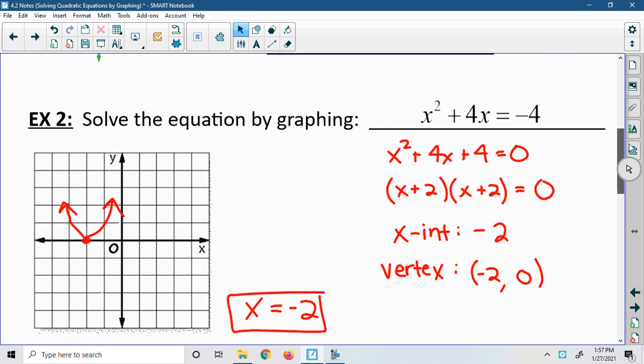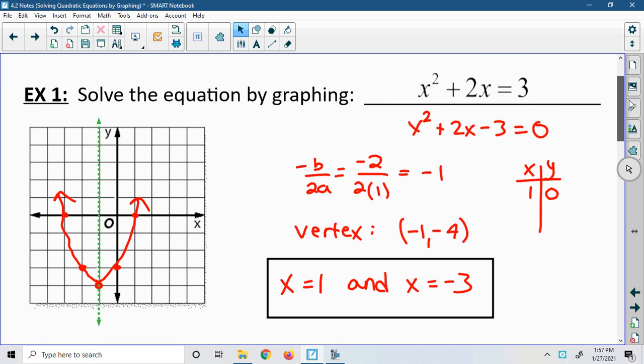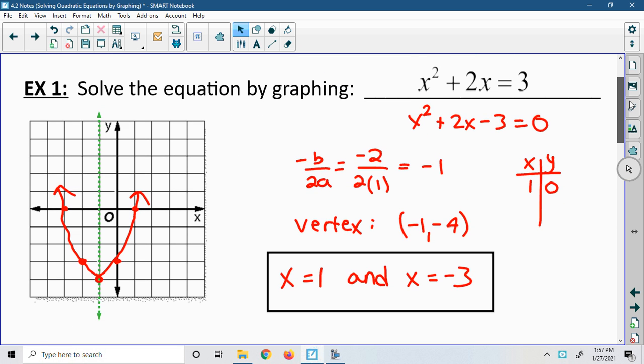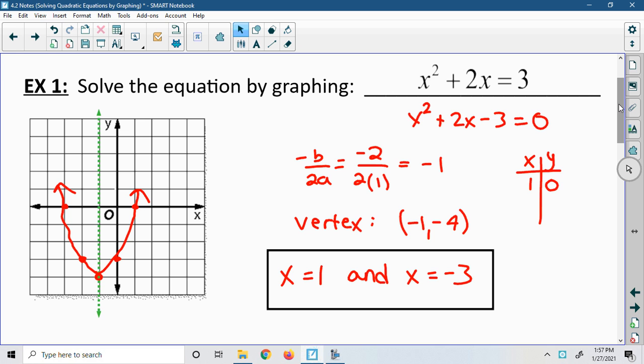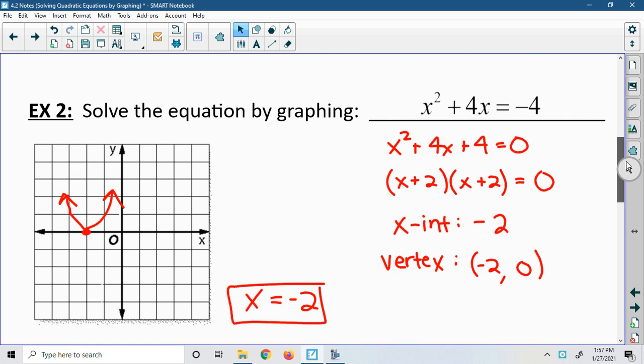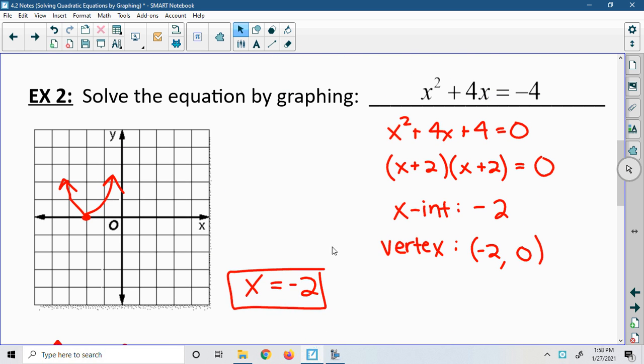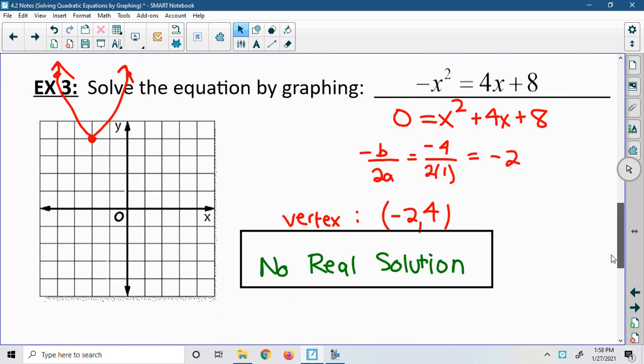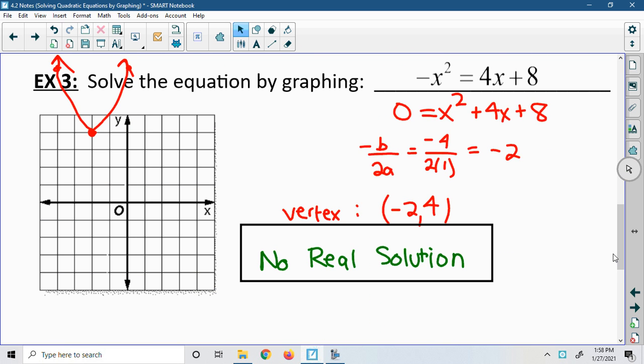So 3 things that can happen when you solve by graphing. And I showed them on our 3 examples. So first thing, there can be 2 solutions because there are 2 x-intercepts. Second thing, there can be 1 solution because there's only 1 x-intercept. The vertex is the x-intercept. And the third thing, some quadratic equations have no real solutions because there are no x-intercepts.